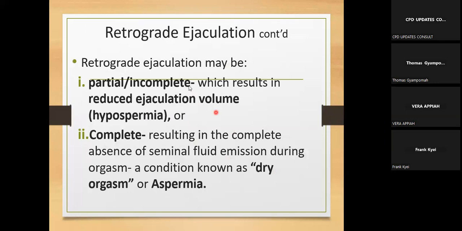So those are the two aspects of retrograde ejaculation. You have the partial or incomplete one. That one will give you reduced volume, which we also call hypospermia. We also have one where it is complete. The bladder neck didn't close at all, and so everything went into the bladder. And then you're having the dry orgasm or aspermia. Aspermia is not absence of sperms, but absence of semen.